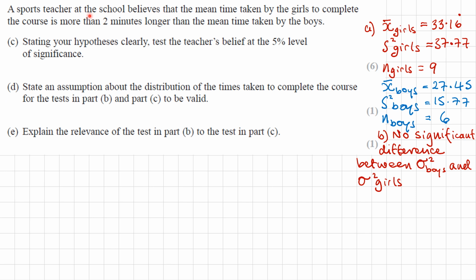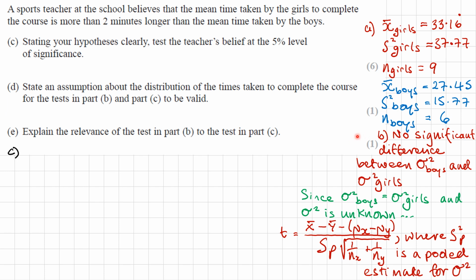A sports teacher at the school believes that the mean time taken by the girls to complete the course is more than 2 minutes longer than the mean time taken by the boys. Part C, stating your hypothesis clearly, test the teacher's belief at the 5% level of significance.